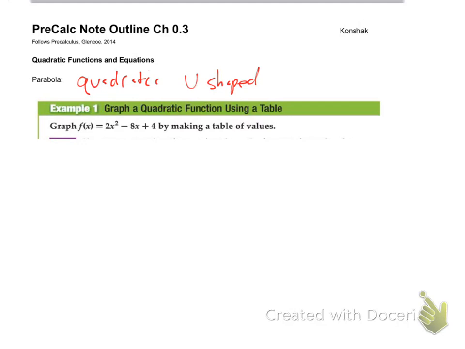It's the same idea. But why is this one 4? Because he's right. It is 4. Or I like to say 0, 4 because the y-intercept's a point. But why? What do I put in for x? What is x always on a y-intercept? 0. So if I put 0 in for 2x squared, it's 0. If I put 0 in for negative 8x, it's 0. And 0 plus 0 plus 4 is 4. So the y-intercept is 0, 4.